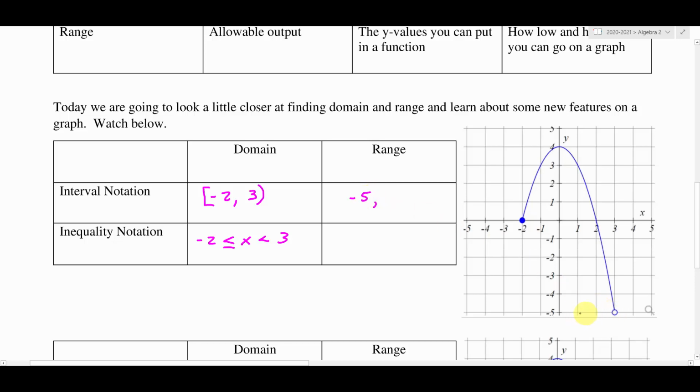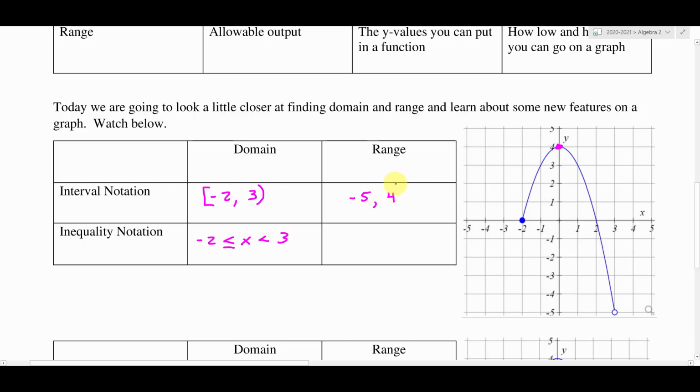We found our lowest point was at -5, and then our highest point on the parabola is actually up here. Okay, you see that point? That is the hilltop, that is as high as it goes, and it gets up to 4. So I'm going to put my 4 here as my upper bound, low, high.